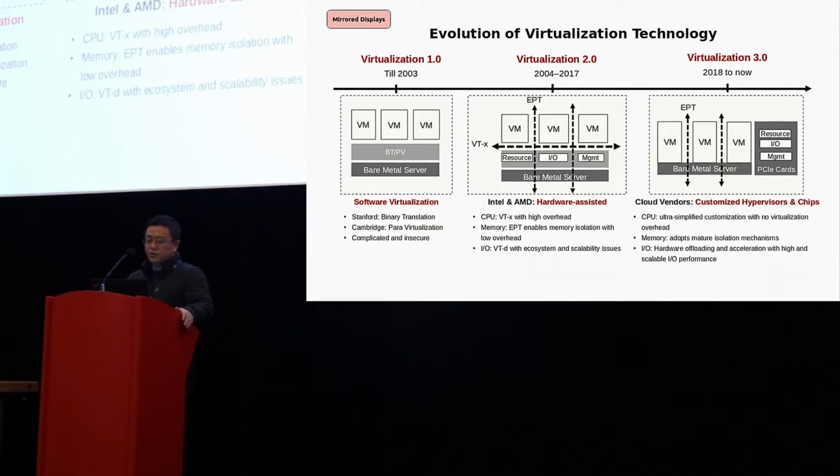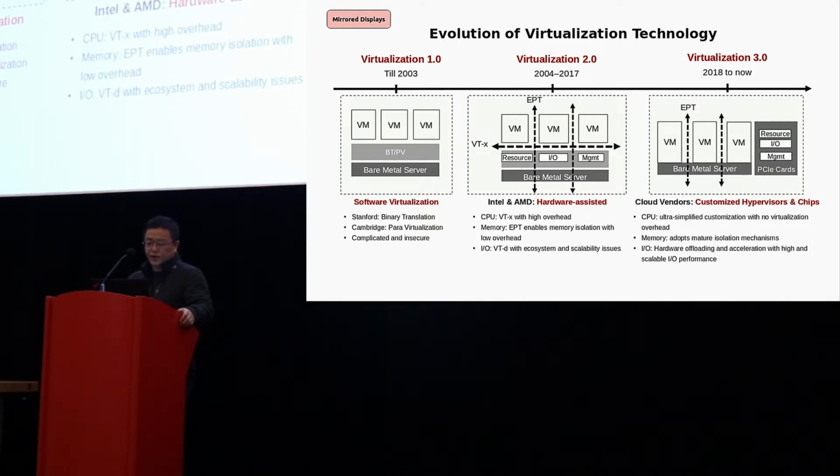So, starting from 2004 until 2017, CPU providers such as Intel and AMD provided some hardware-assisted technology. For example, VT-x for CPU virtualization, VT-d for I/O virtualization, and EPT for memory virtualization. Some of this technology is very good. For example, the EPT technology is very lightweight and good enough for performance.